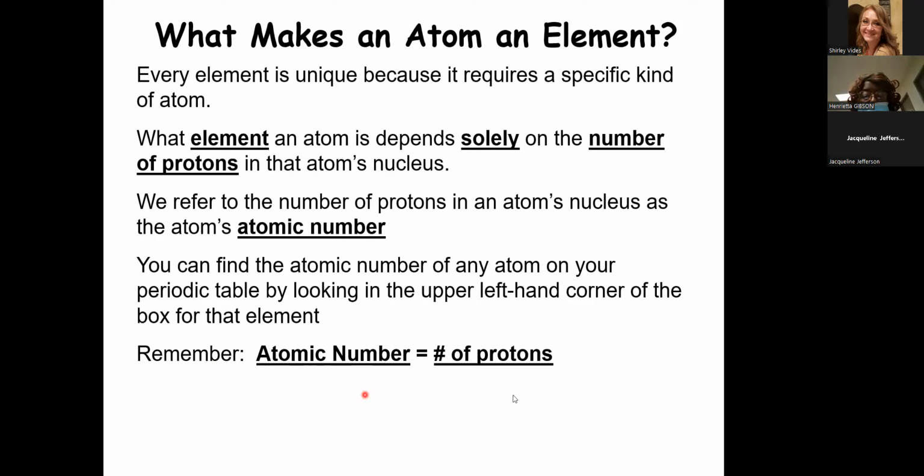Atomic number is equal to the number of protons. Make sure you write that down and remember it. This is very, very important. Okay, so let's keep going.